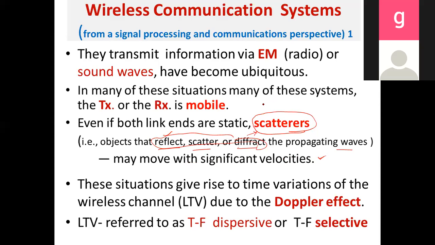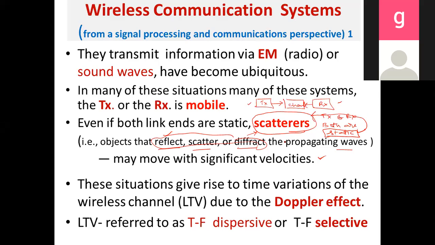Generally we use a transmitter for sending the information and a receiver for picking up the information, which is sent through a channel. Here, both transmitter and receiver may be moving, or one of them may be moving, or both are static. Static means both are stationary, not moving. Even then, there will be scatterers.